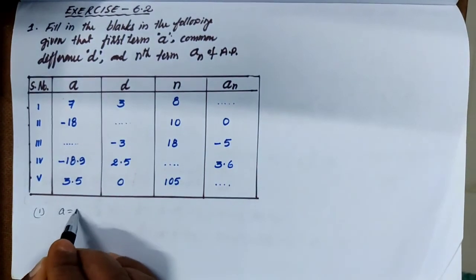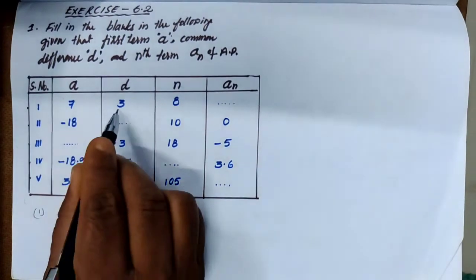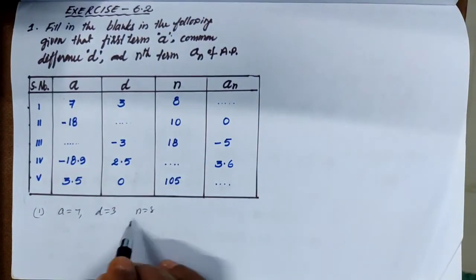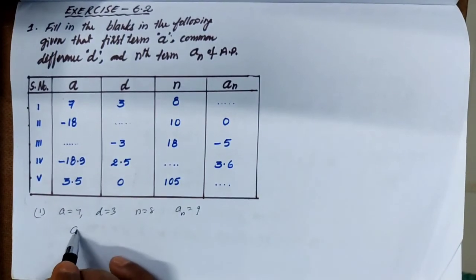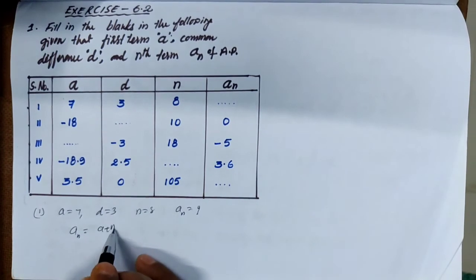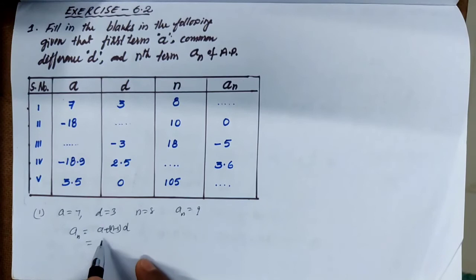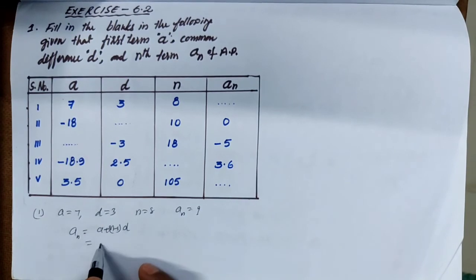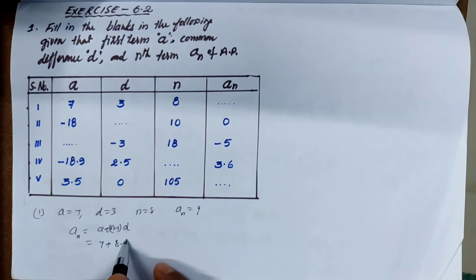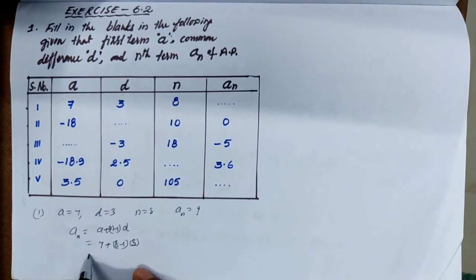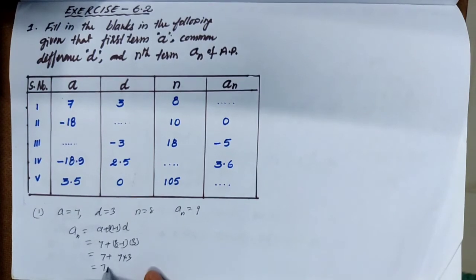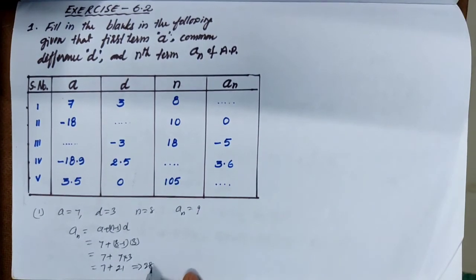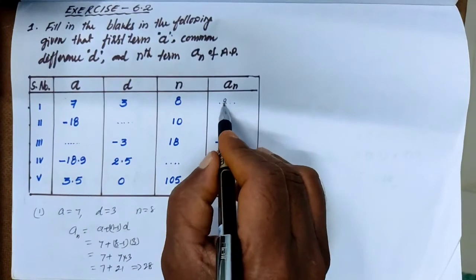So here a is equal to 7, d is equal to 3, and the number of terms 8 is given. So we have to find the nth term. As we know, the nth term is equal to a plus n minus 1 into d. So in this formula you can substitute: 7 plus 8 minus 1 into d. What is d? 3. So which is equal to 7 plus 7 into 3, which is 7 plus 21, which is equal to 28. Okay, so this is 28.